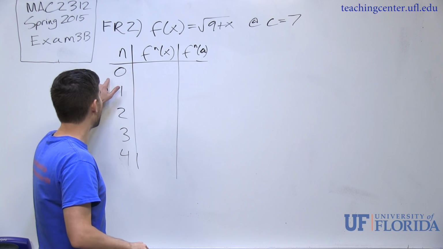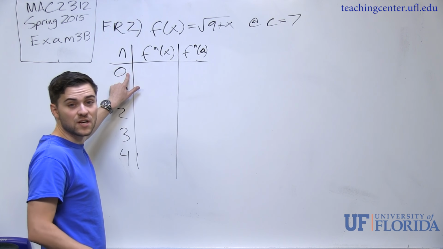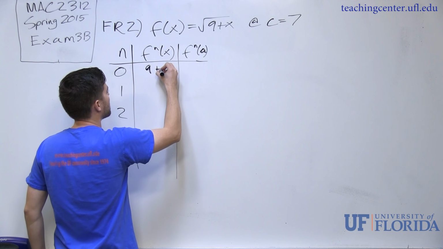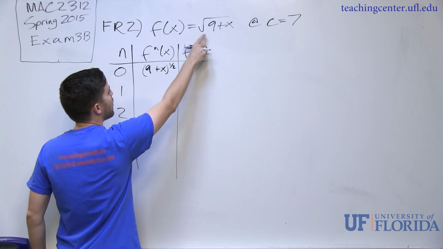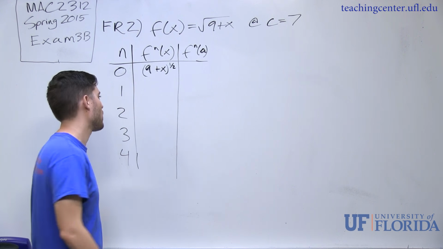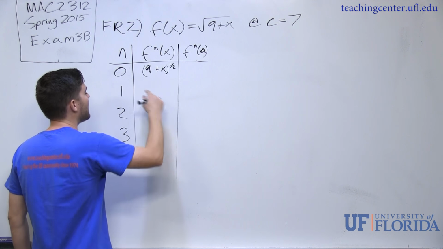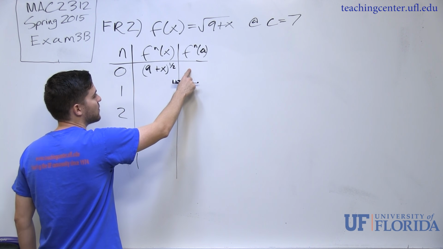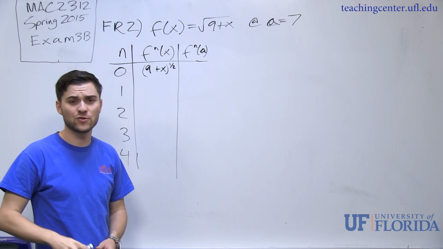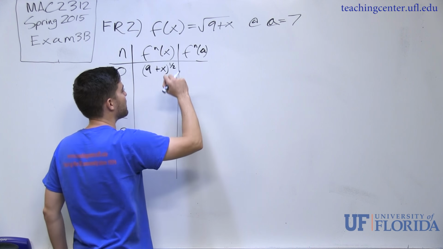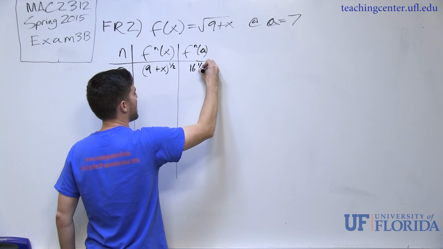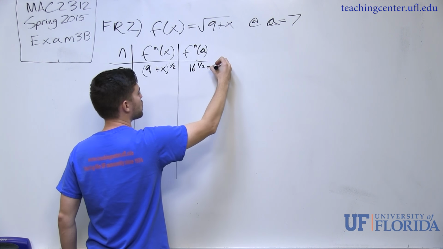So f^n of x at n equals 0 is the original function itself. I'm going to write it as 9 plus x to the 1/2, which is the same as writing square root of 9 plus x, except now I'm writing it in its power form. So 9 plus x to the 1/2. If I evaluate that at c equals 7, in this case I'll make this a equals 7, because the notation that Dr. Chewy uses is also a. So f^n of 7 is what I'm looking for. I would end up with 16 to the 1/2, which is equal to 4.